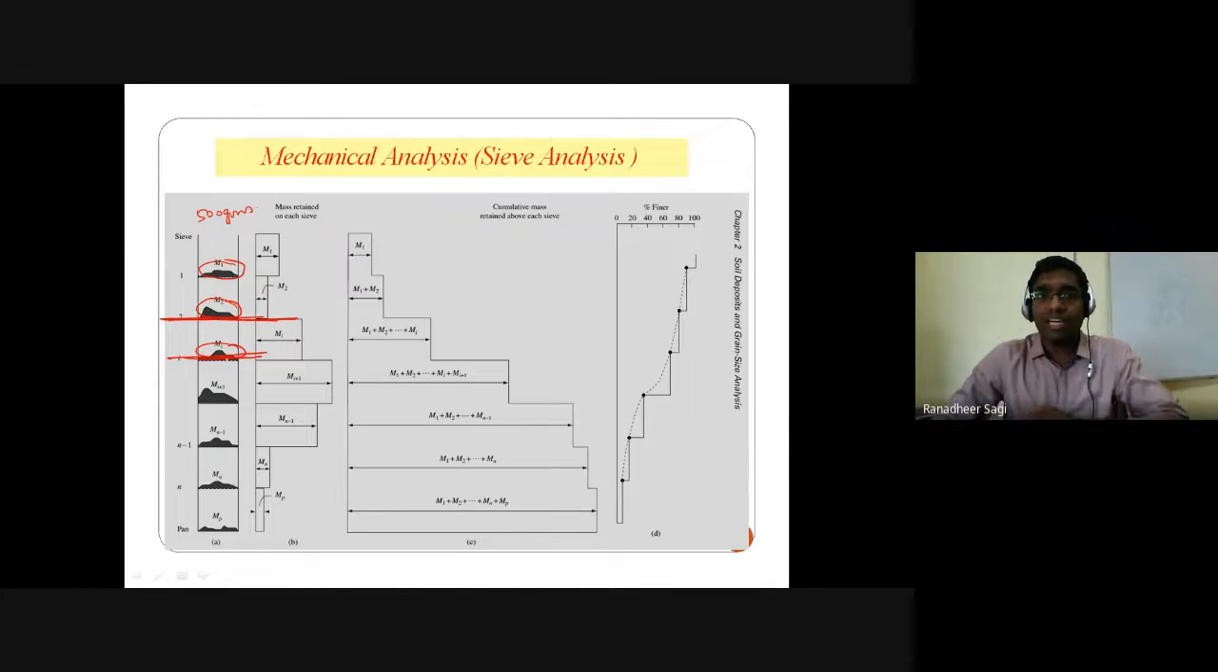Now, what I have calculated is the cumulative mass of the soil particles retained with respect to each of those sieves. What I ultimately want to calculate is the percentage finer value.